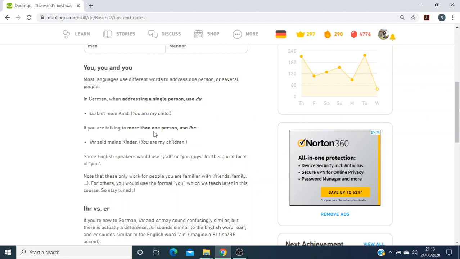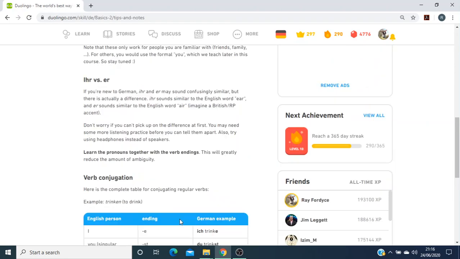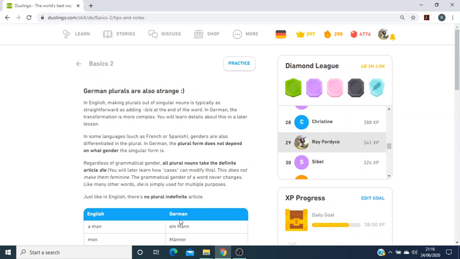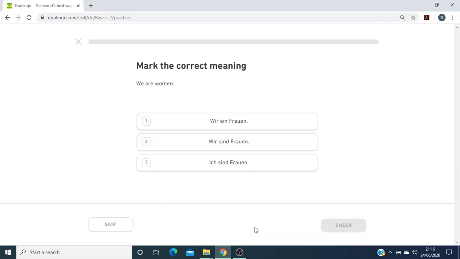Trinken is a good example of a mixed verb because it's regular in the present tense, but when you come to the past tense, it becomes irregular. But we'll worry about that when we come to it. So let's practice. And we'll practice without a timer so we can go through all the words in detail.